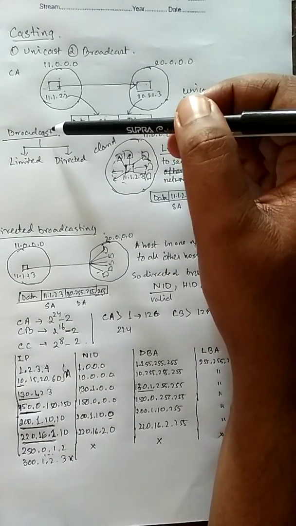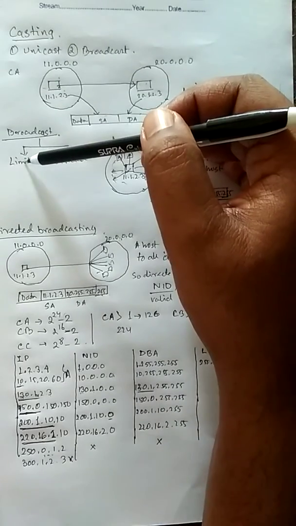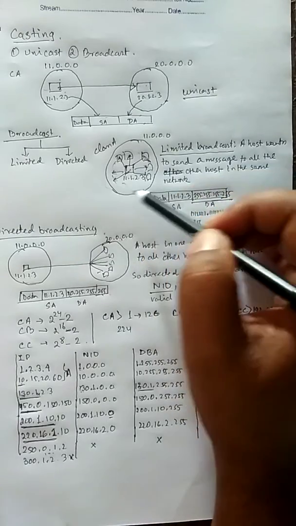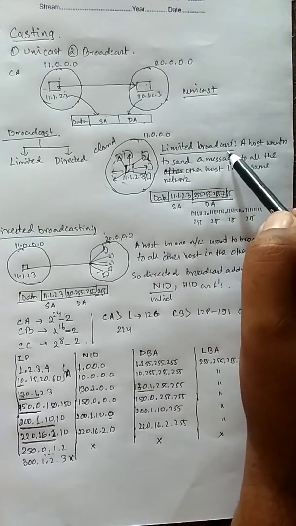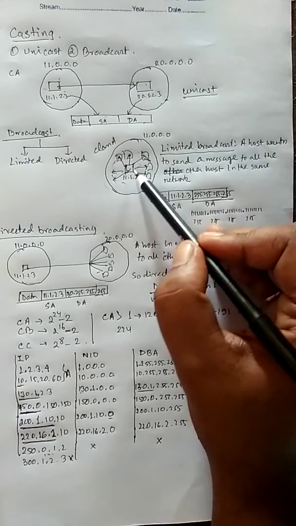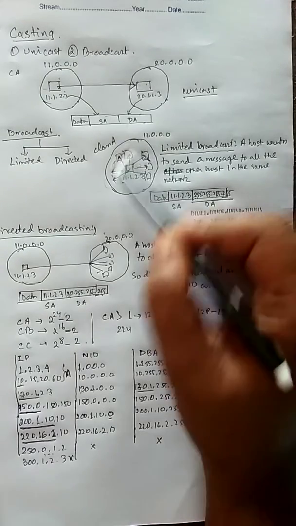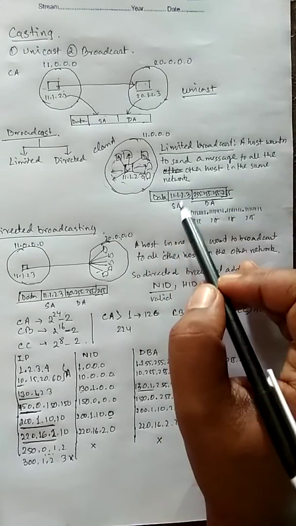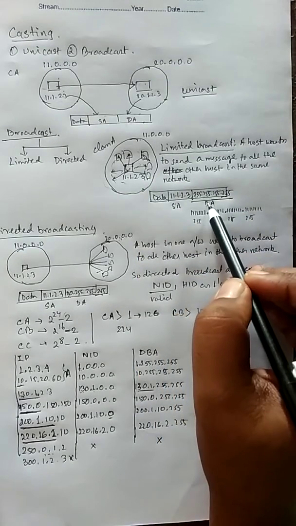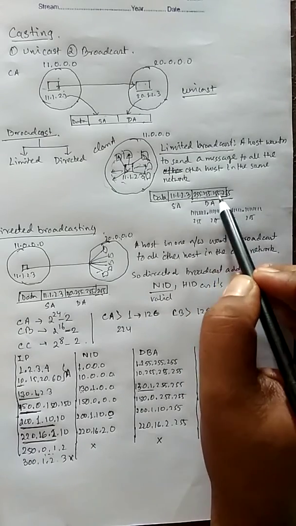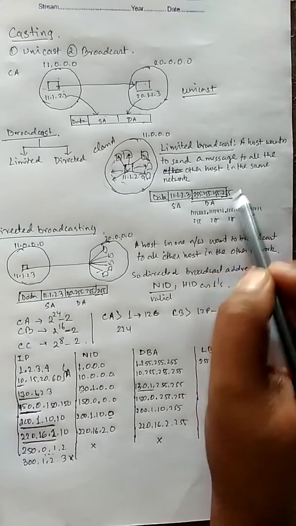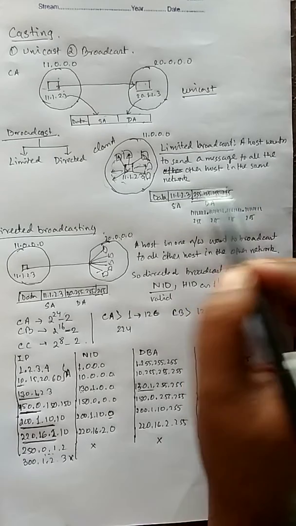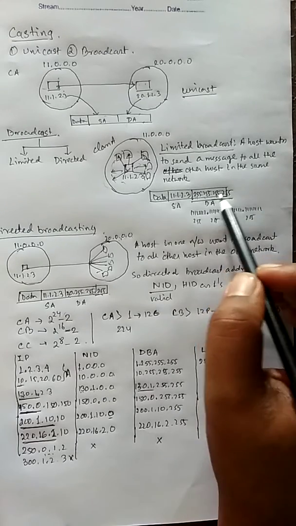Now broadcast address is of two types. One is the limited broadcast address and the other is the directed broadcast address. In the case of a limited broadcast address, a host wants to send a message to all other hosts inside the network. In that case, what will be the source address, the host address, and what will be the destination address? It will be 255.255.255.255. This remains the same whenever you consider the limited broadcast address. This address will be same for everything, so no need to worry about the limited broadcast address.